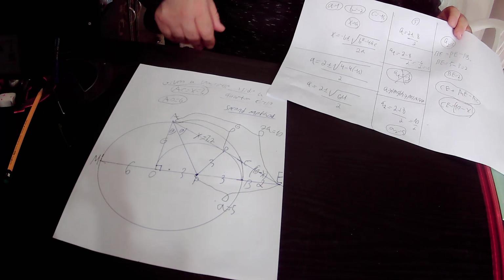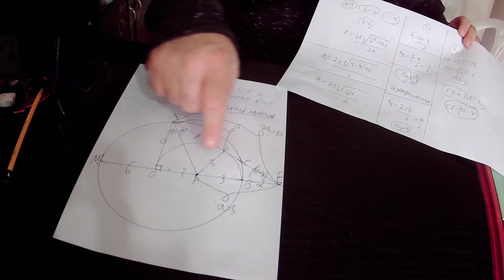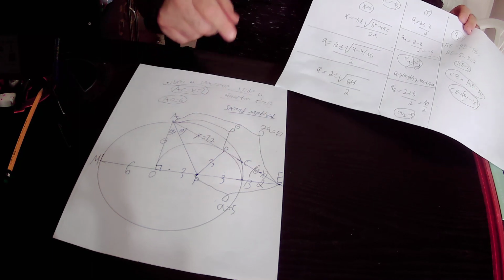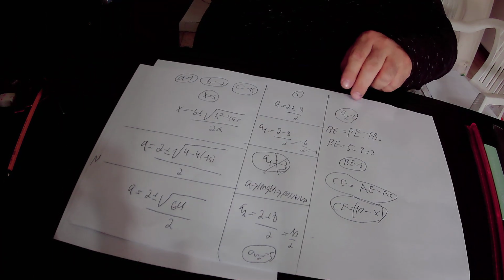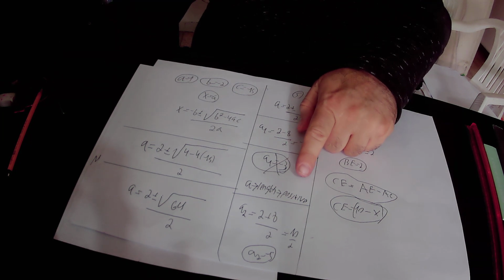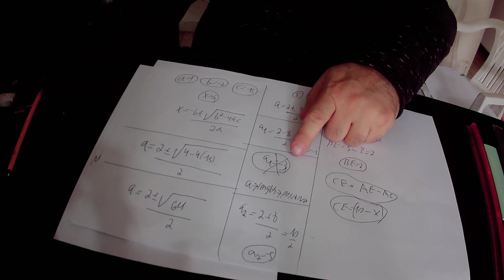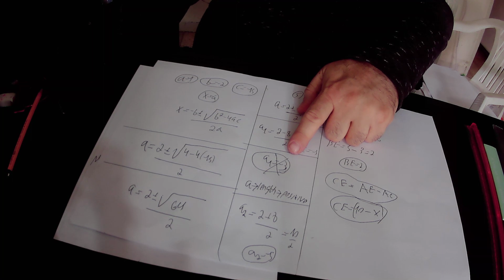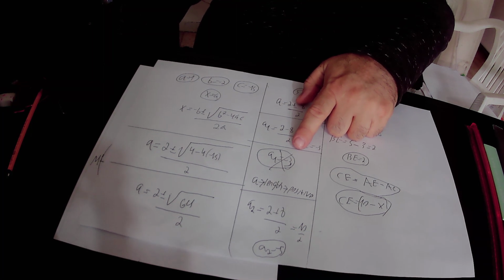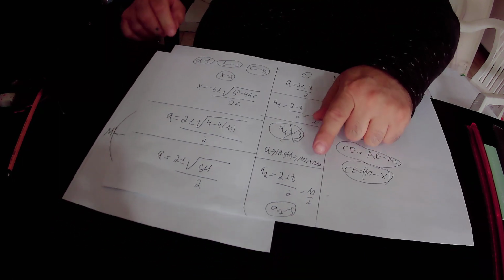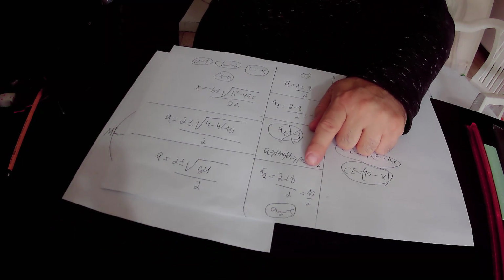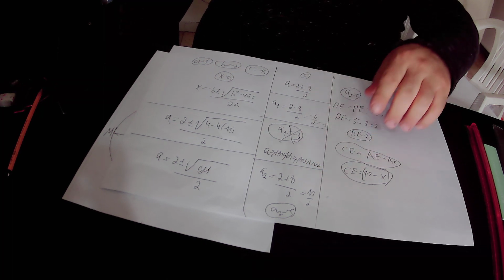But because a is the length of side PE, a is a length, it must be a positive number, so it can never be equal to a negative number. So we cancel this solution, and we are left only with the second solution, that a equals 2 plus 8 over 2. 2 plus 8 is 10 and 10 over 2 is 5.